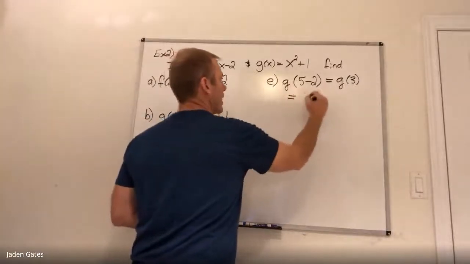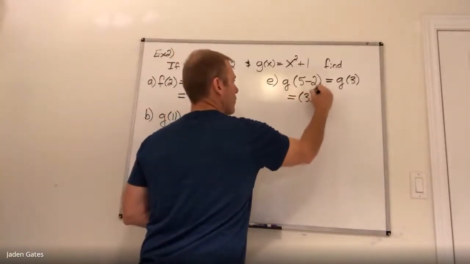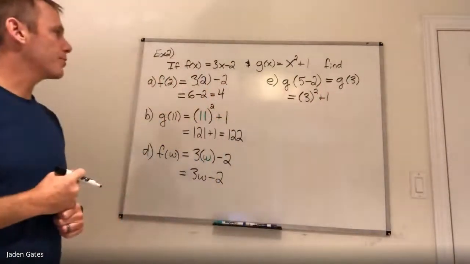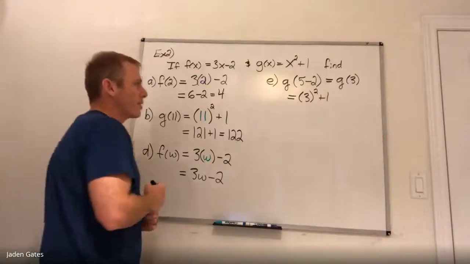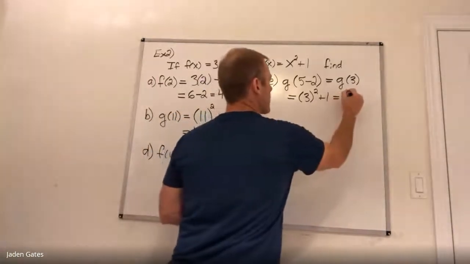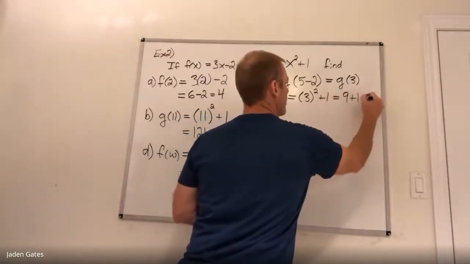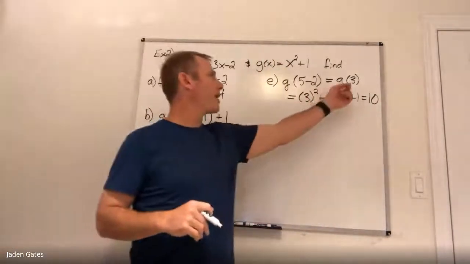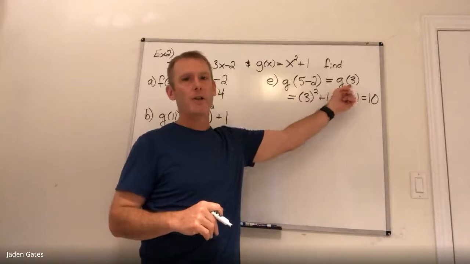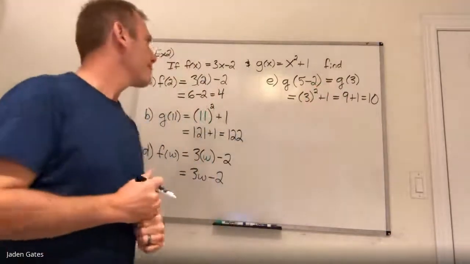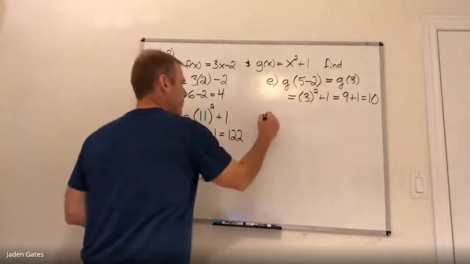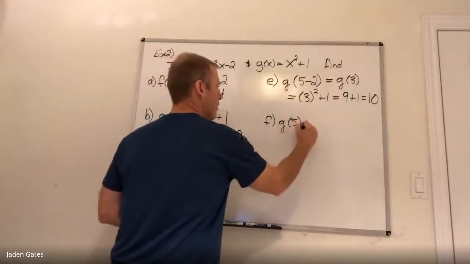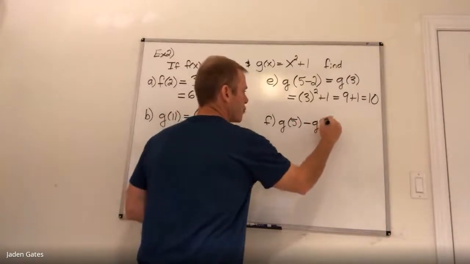And so we have 3 squared plus 1. All right, so I just substituted a 3 in for x, and I got squared. I believe that it's going to be 9 plus 1, which gives me a 10. Again, because we had a number inside the function, we're going to get a number answer. All right, F. Now here's something a little different. I have g of 5 minus g of 2.